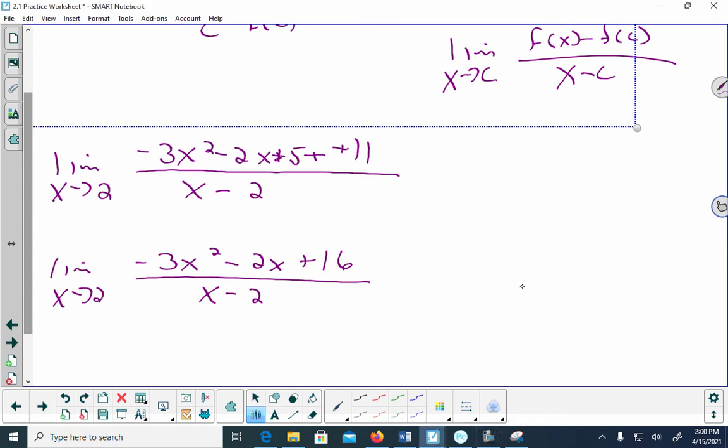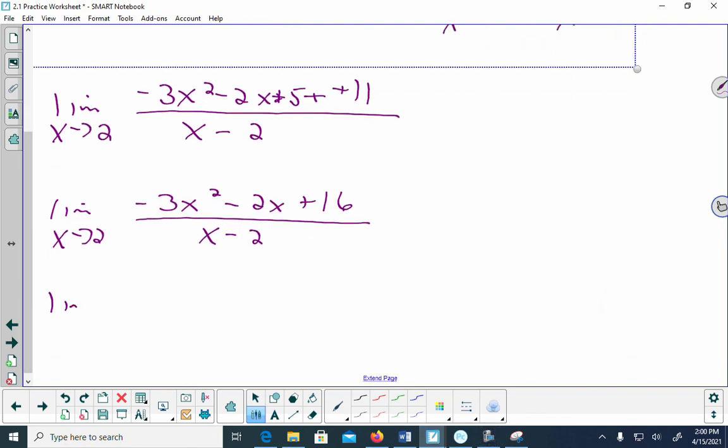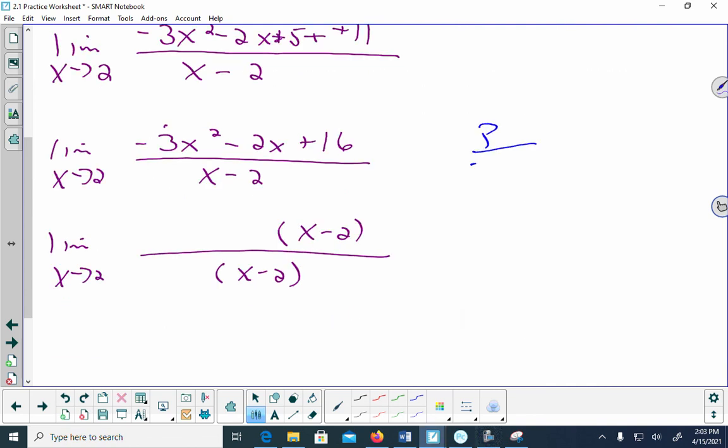So now I'm going to factor the numerator, and when I factor the numerator, here's a huge hint. If you did everything right, one of your factors should be x minus 2, because this x minus 2 has to simplify with the x minus 2. Product is going to be negative 48. My sum is going to be negative 2.